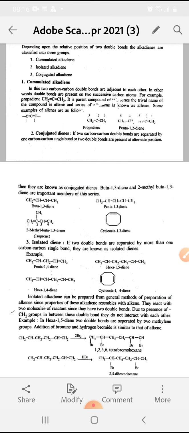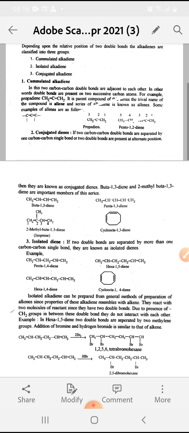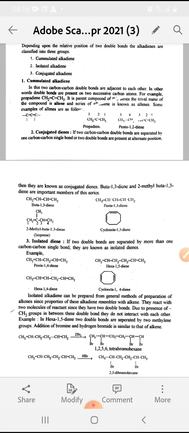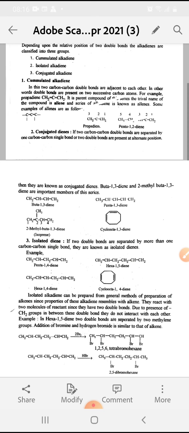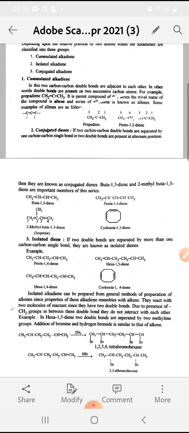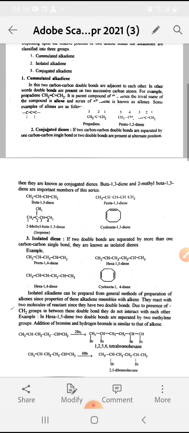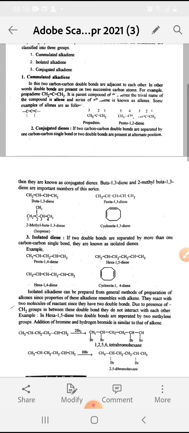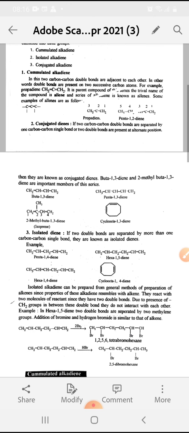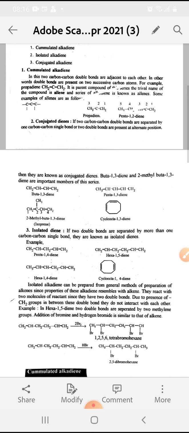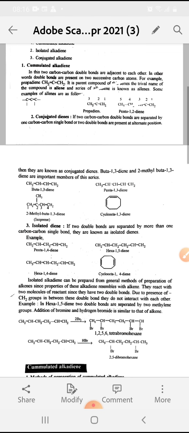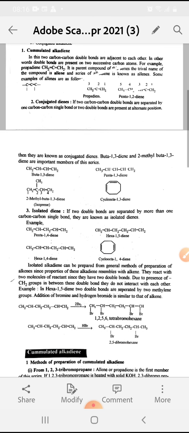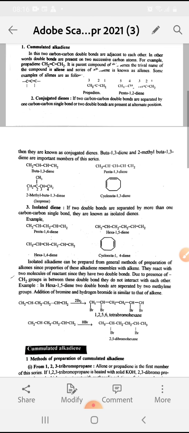For example, propadiene, whose formula is CH2=C=CH2. It is the parent compound of this series. The trivial name of the compound is allene, and the series of cumulated alkadienes is known as allenes. Some examples of allenes are propadiene and penta-1,2-diene.